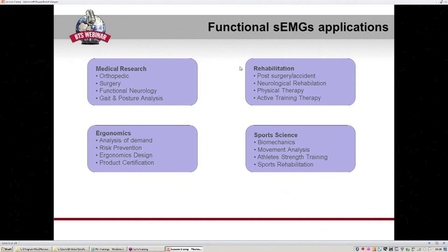Other fields of application are also ergonomics, mainly, for example, for risk prevention analysis and for ergonomic design, or in the sport science field for athlete training and rehabilitation or injury prevention.